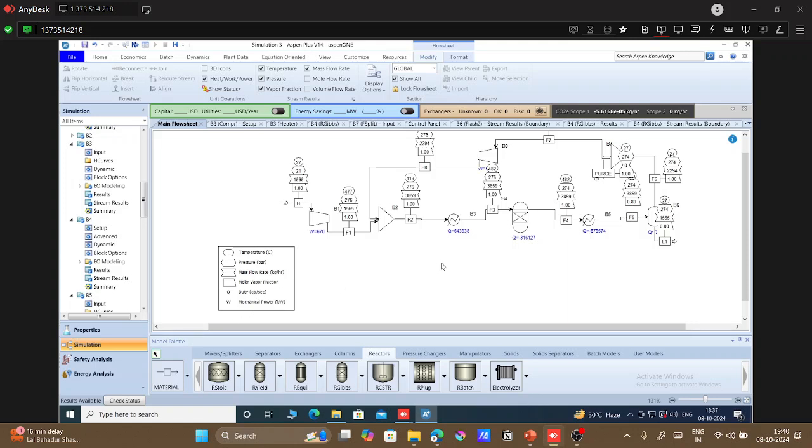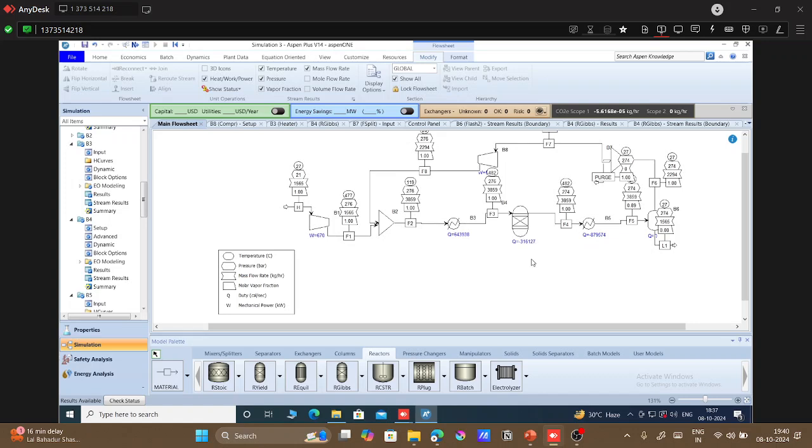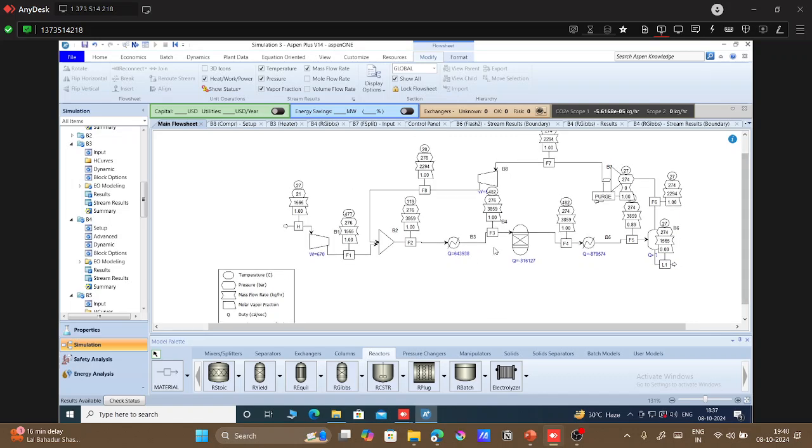So here we have 643938 calorie per second as the duty of the first heater. Our reaction is exothermic, which is generating heat, so you will see minus 316127. This much energy is being released. In the cooler, we have to remove minus 879574 calorie per second. So clearly we have one heat duty requirement and two cooling duty requirements, one for the reactor and one for this cooler.